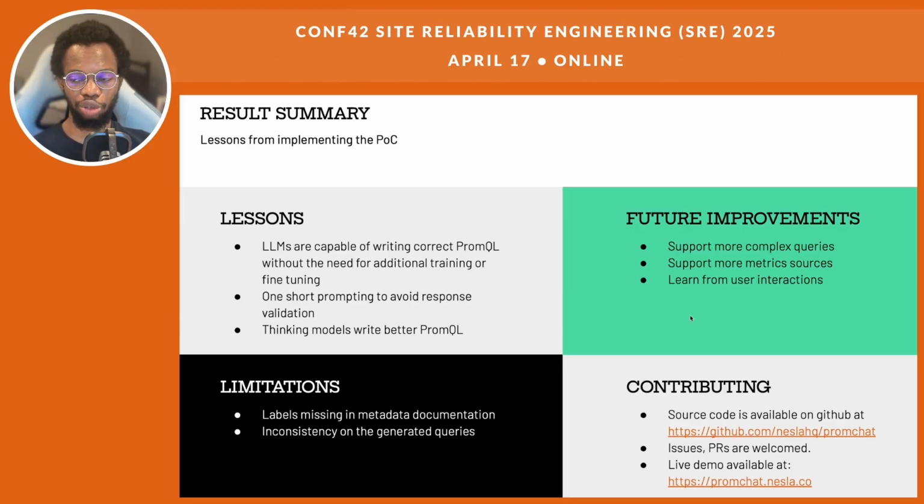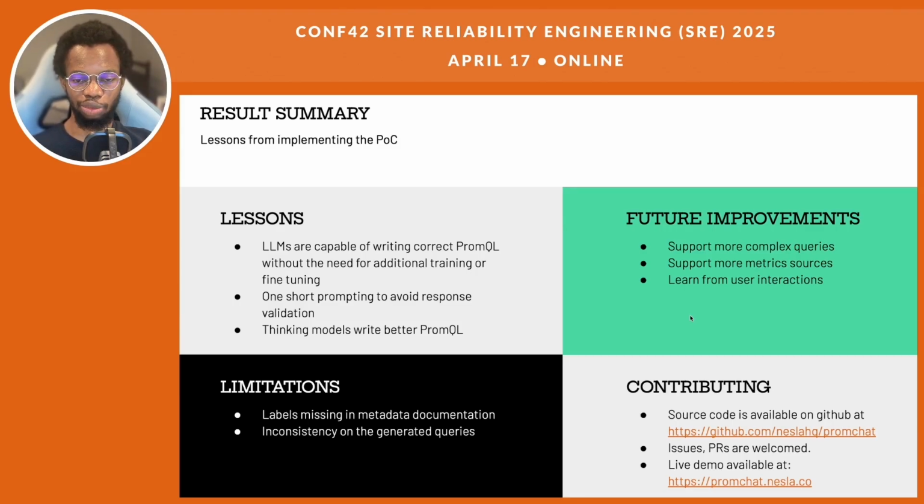So in terms of feature improvement, first, better support for complex queries. This better support includes things like being able to handle more complicated queries. Right now all the answers are coming back in text, in natural language. But of course, it might be useful to have a graph to look at from time to time. So for more complicated queries, it might be useful to return both the natural language and some form of visualization. Also, right now, the project is limited to just Prometheus. So that's the only metric source that it works with.